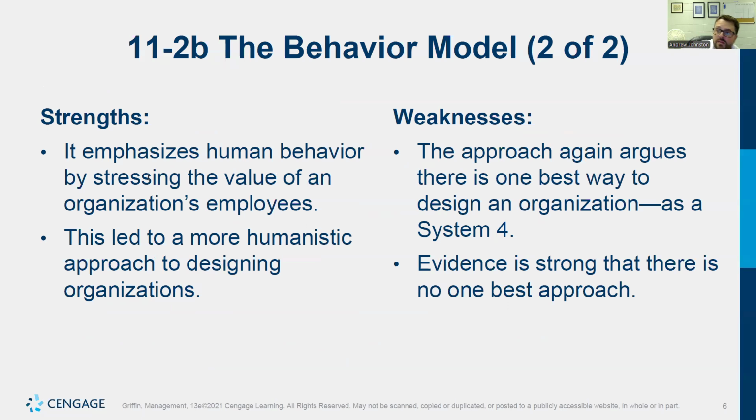The strengths of the System 4 design that they advocated were that it does stress the human side, the human component. It maybe gives a bit more value and dignity to human interactions. But its flaw is that it still argues the same as the bureaucratic advocates, that there's one best way to organize. And as we argue in this course, from the contingency view, like many things to do with organizational management, it depends. It depends on the context that a manager is working in. And that's supported by the evidence.